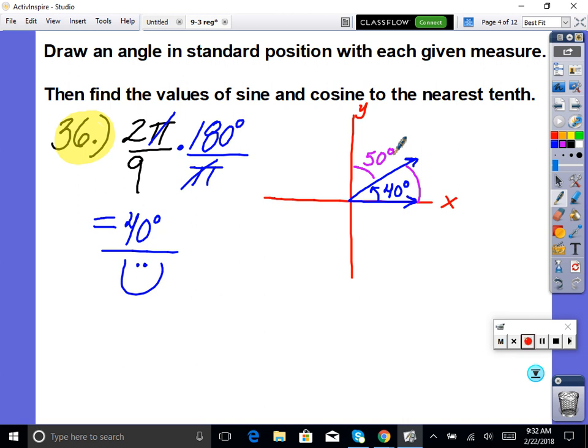So that's a time, really the only time, we'd rather have a degree rather than a radian: if we're graphing, because really physical length for story problems is always going to be better than a degree.